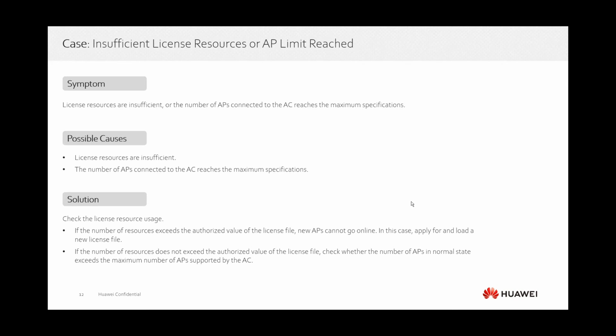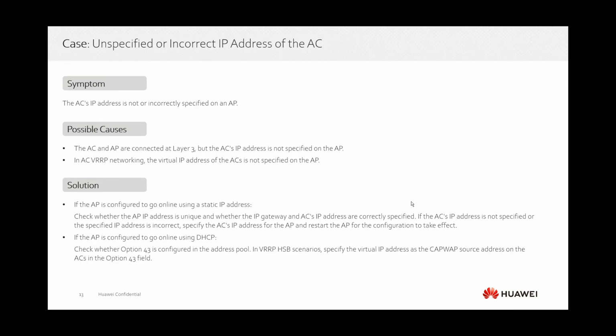The next problem is that the AC's IP address is not specified or incorrectly specified on an AP. This will also cause an AP to fail to go online. The method for resolving this problem varies depending on the networking mode.